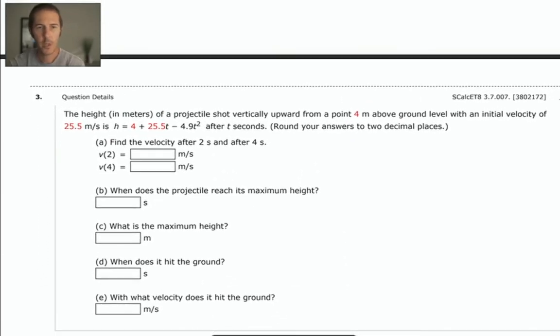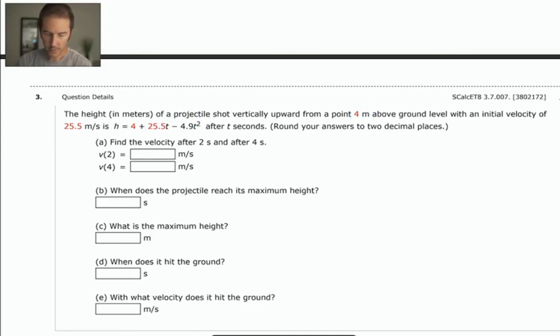In question number 3, we've got projectile motion. So we've got the height of a projectile shot vertically from a point 4 meters above ground level. Just FYI, that 4 meters is this 4 meters. A way that you can remember that is that if you take a t value of 0, so when you're right at the start of this flight of this projectile and t is equal to 0, both of these terms cancel out, leaving you with h equals 4. So h of 0 equals 4, or height at time 0 equals 4.